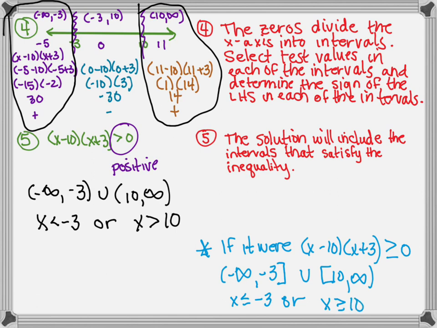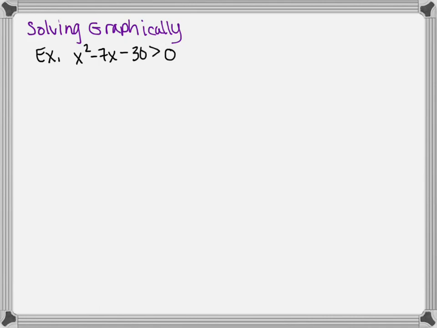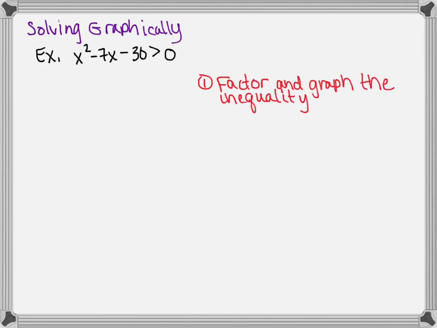And showing the inequality form for the inclusion of the endpoints, x is less than or equal to negative 3 or x is greater than or equal to 10. But also, let's go on and look at how to solve these inequalities graphically. So this was our original problem, x squared minus 7x minus 30 is greater than 0. We would still want to factor, and this time we would want to graph the inequality. It could be just a sketch. We don't have to have an exact graph, but we could also graph it using the Desmos graphing calculator.